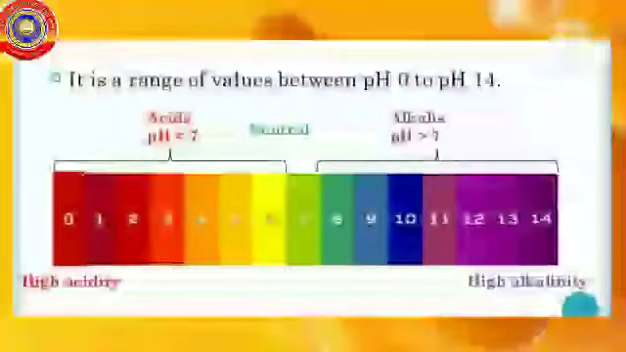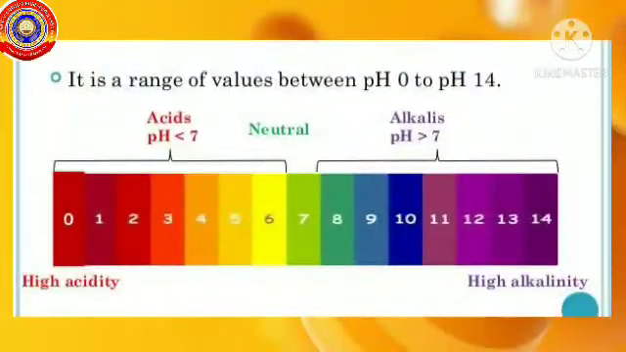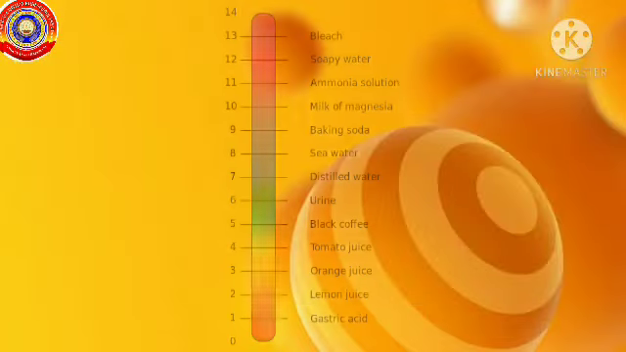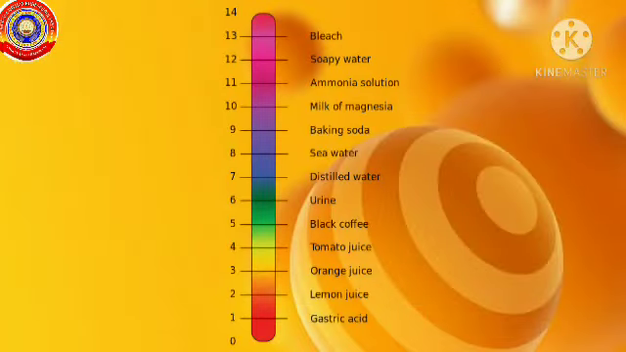The pH value ranges from 0 to 14. The values 0 to 6 represent the acidic character and those from 8 to 14 represent the basic character. The value 7 represents the neutral nature of a substance. Now observe the pH values of some substances and the color of the pH paper.